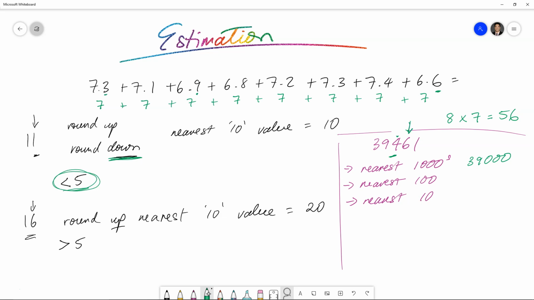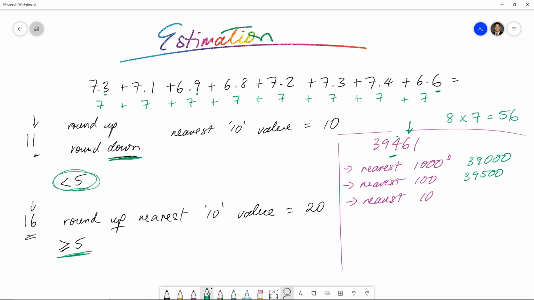So the 6 is going to be our value that's going to determine. So we need to look at that and see what it is. So here we got a 6, and because that is greater than 5, and mind you, I'm just going to put in a greater or equal sign. So anything that is 5 or above is going to be rounded up. Okay. So in this case, 6 is above 5. Then we're going to have 39,500. That's going to be our estimated value.